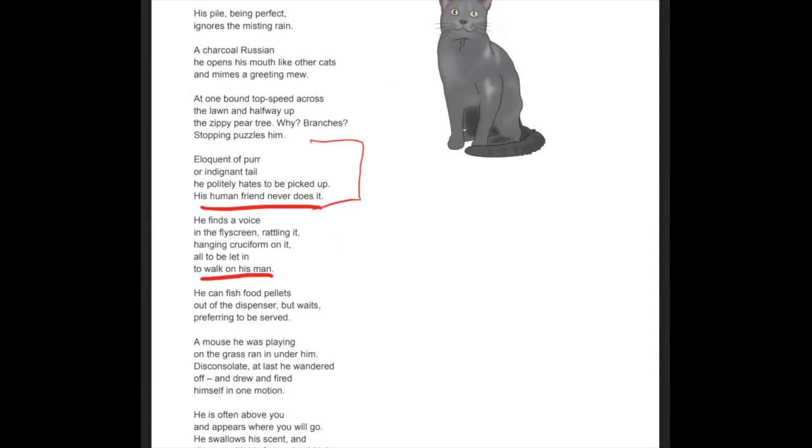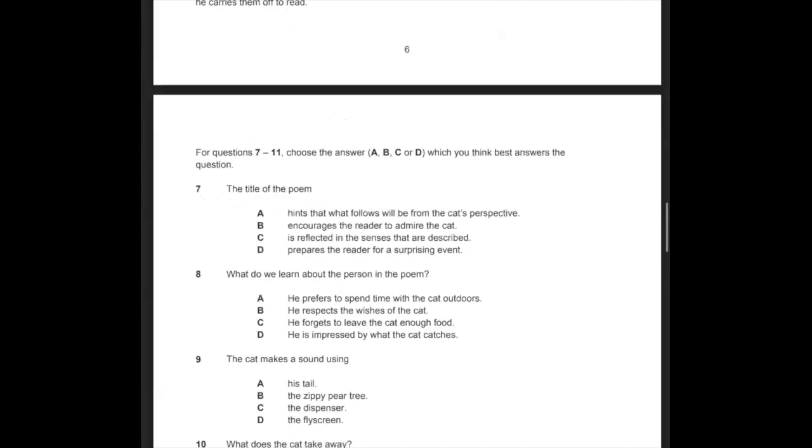So it says he politely hates to be picked up. His human friend never does it. Right? Or even this section over here. He finds a voice in the fly screen, so he's rattling the fly screen, and when that happens, he gets let in. Right? He gets let in. So that tells you that the persona, the person in the poem, basically respects the wishes of the cat. If the cat doesn't want to be picked up, then he won't be picked up. If the cat wants to come inside, and you get that hint by rattling the door, then he will let the cat inside. That's why the answer to 8 was B.